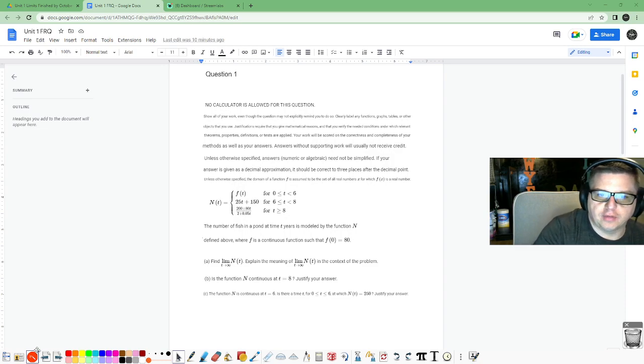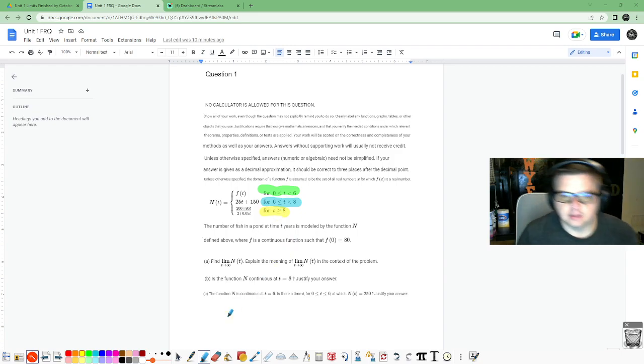We have n of t, and we have n of t for three different scenarios. The first one is from 0 to 6. Then the next scenario is from 6 to 8. And then the last scenario is for anything greater than 8. So when we're looking at these things, we definitely want to focus on one of these three.